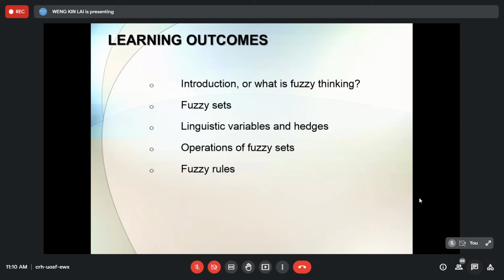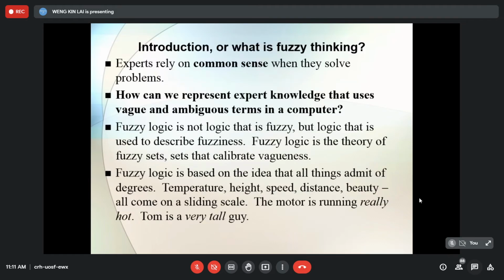Then we look at the operations of your fuzzy sets. How do these fuzzy sets operate, and how do you compute the value from them? Then lastly, we will conclude with some of the fuzzy rules that we have actually created, and see how they work. So let's jump straight to what is fuzzy thinking.